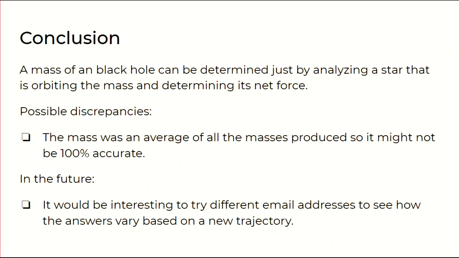In conclusion, the mass of the black hole was determined based off information of the forces of an orbiting star and its mass. It's interesting how such little information can determine an unknown mass. Some discrepancies that could have occurred revolve around the computer and how the final mass was the sum of all the masses determined by the code. In the future, I would venture into picking different emails to see how the result varies.